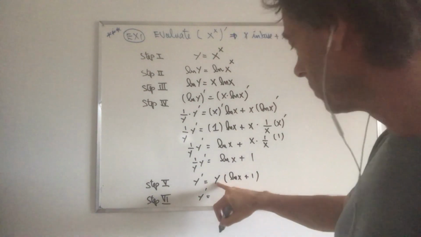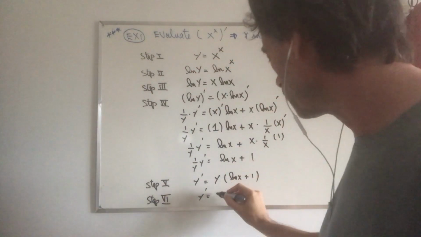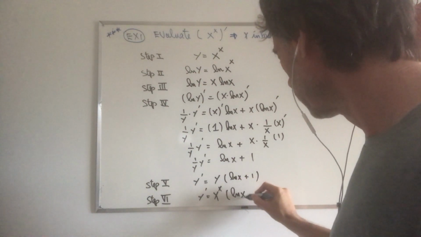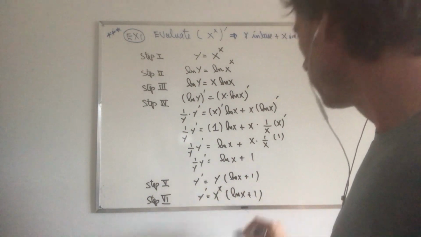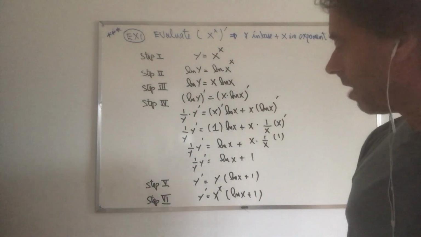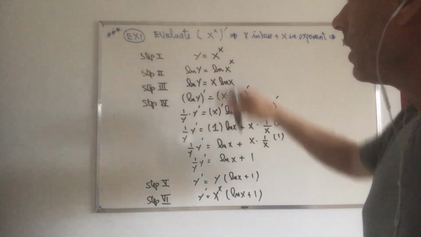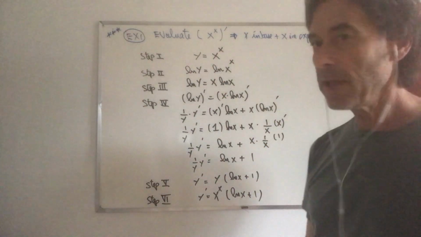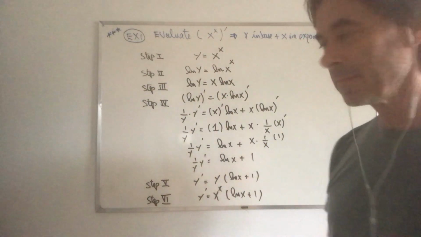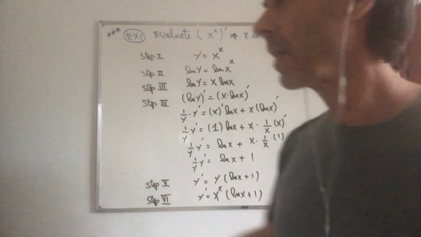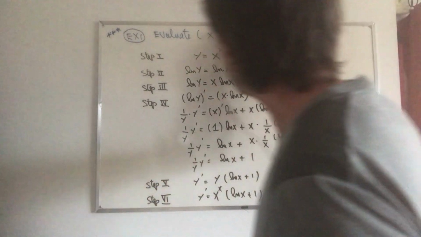y prime is this: x to the x, ln x plus 1. And that is the outcome of logarithmic differentiation on the function y equals x to the x. Good enough? Good enough. Let's practice this technique on another example. So what could we have?